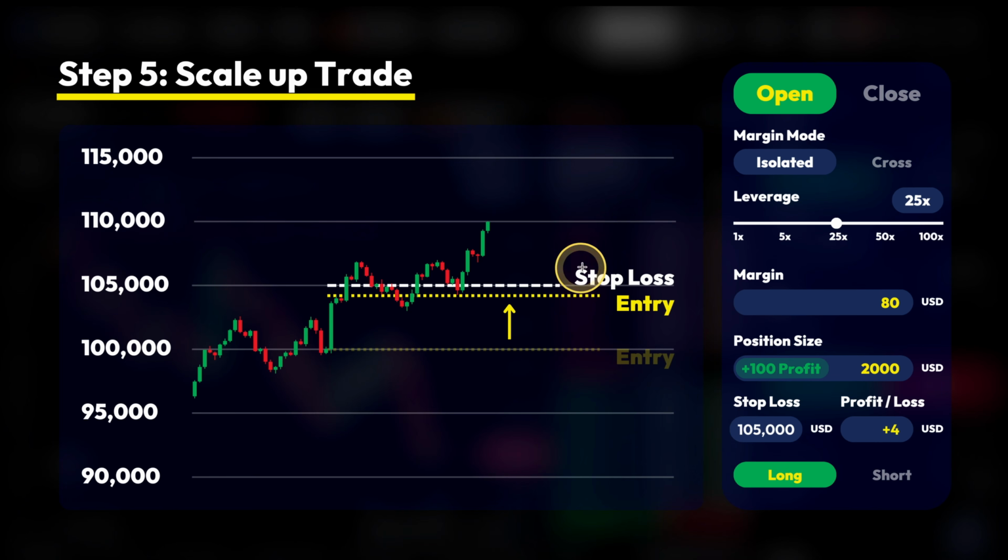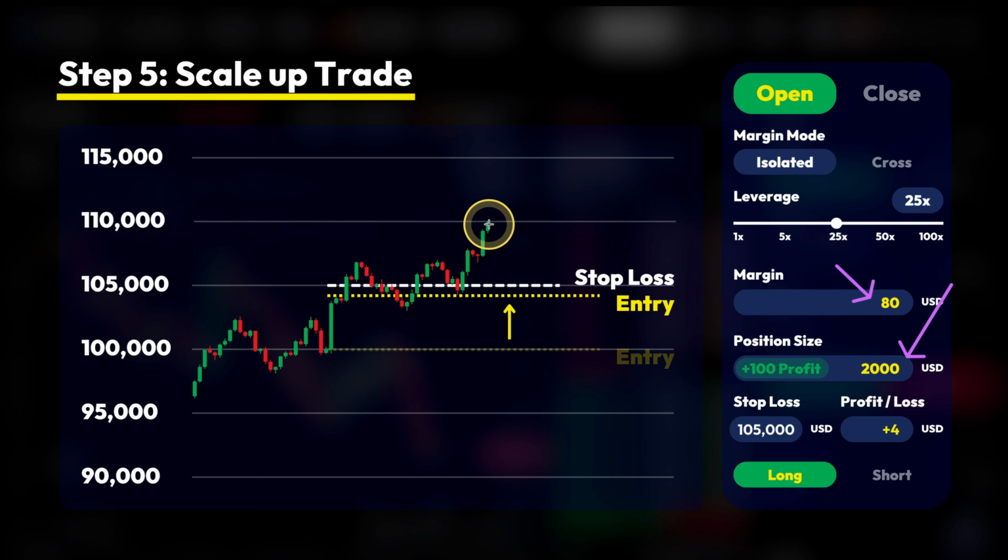We now have a solid trade with minimal stake, the stop loss is above our entry, and we can simply let it run. But now we still also have the option to further scale up this trade and thus increase future profits. If, for example, we add another $1,000 to this trade, we increase our position size to $2,000 and the margin from $40 to $80. What then happens is our entry price then also of course shifts upwards to around about $104,700, but still remains below our stop loss.